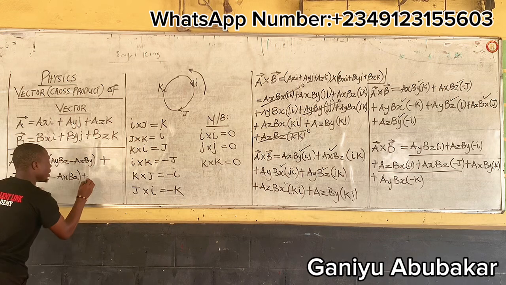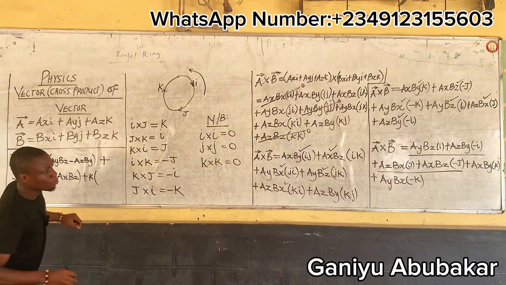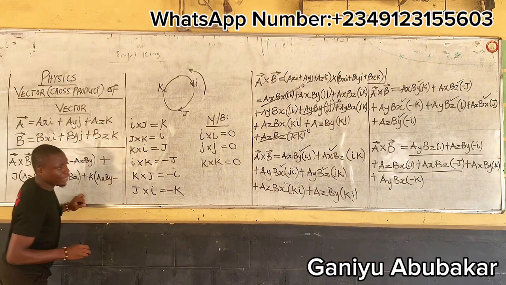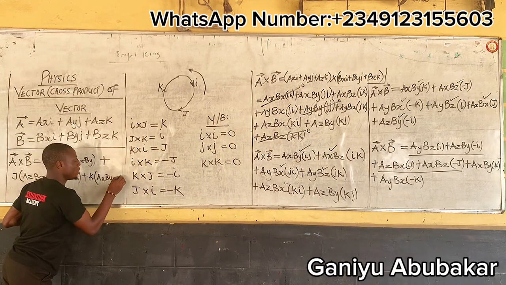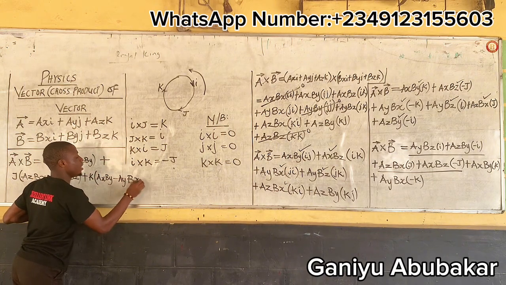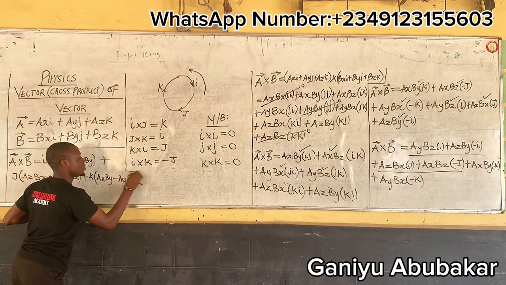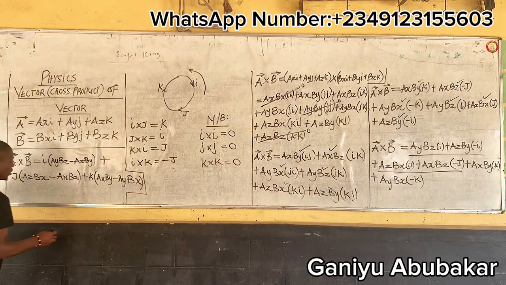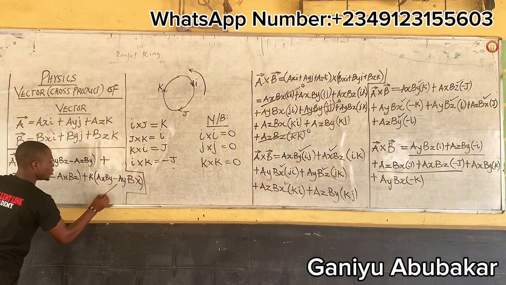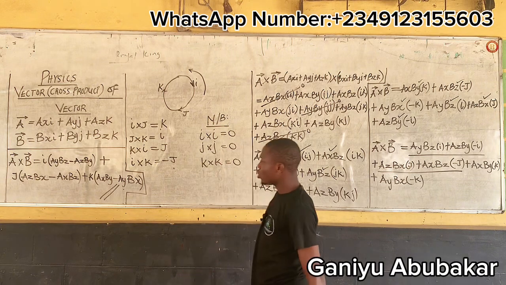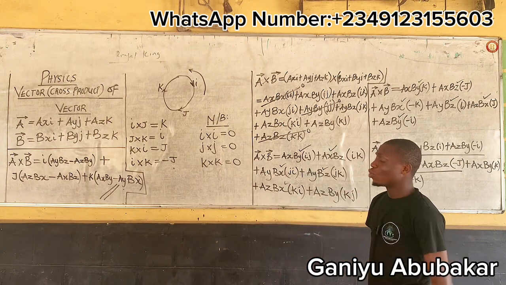So plus, the final one, K. Into AX BY minus AY BX. So now this becomes the formula for calculating the cross product of two vectors. This is your formula for calculating the cross product of two vectors.